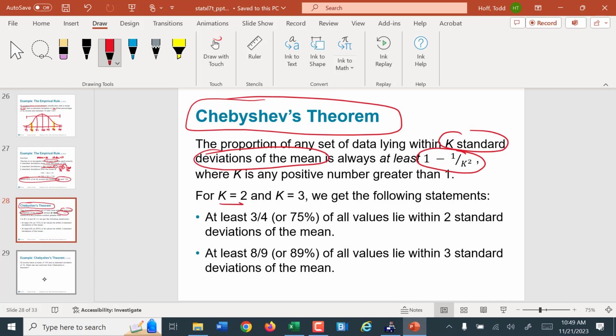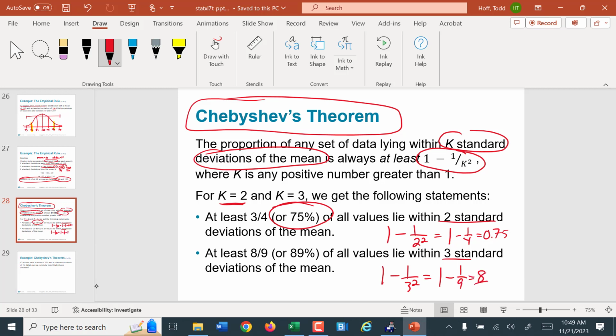So if it's 2 standard deviations away from the mean, it's 1 minus 1 over 2 squared. So that's 1 minus 1/4, or 0.75, which is 75%. We would expect at least 75% of the data to lie within 2 standard deviations of the mean, even if the data is not normally distributed. 3 standard deviations, well, that's 1 minus 1 over 3 squared, which is 1 minus 1/9, which is 8/9, or 88.9%, or 89%. We expect at least 89% of the data to be within 3 standard deviations of the mean.